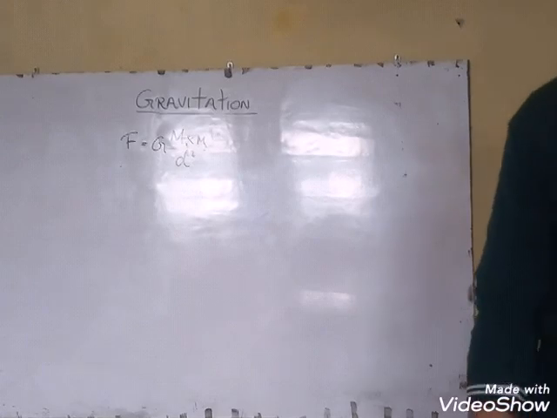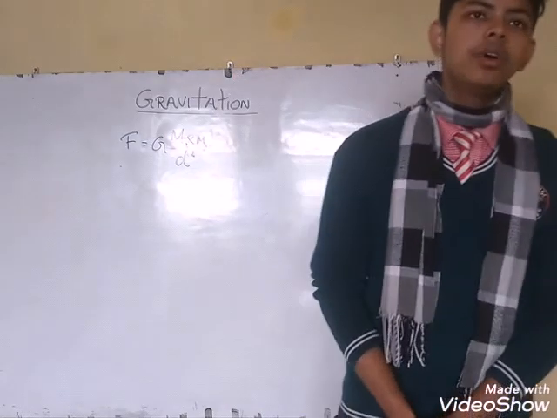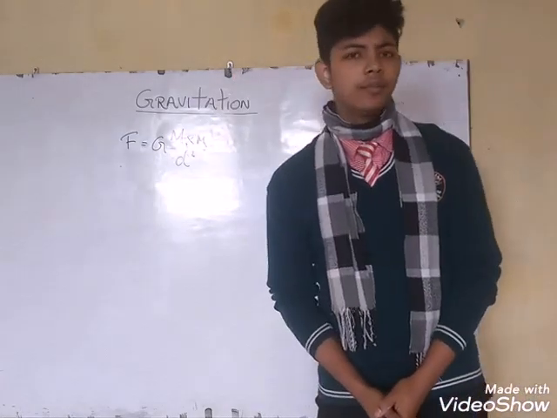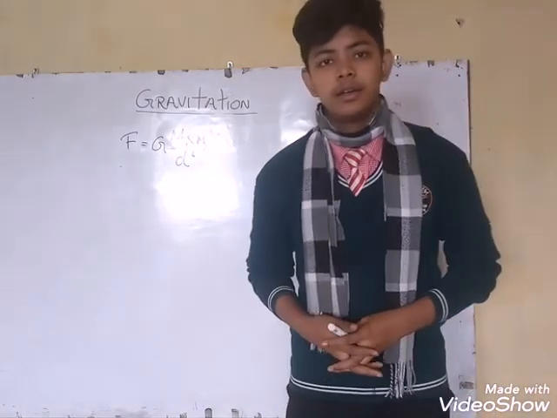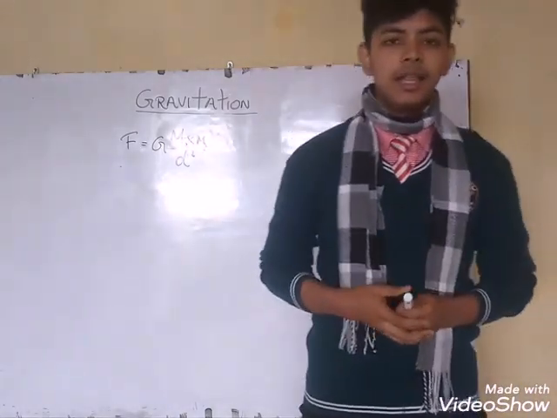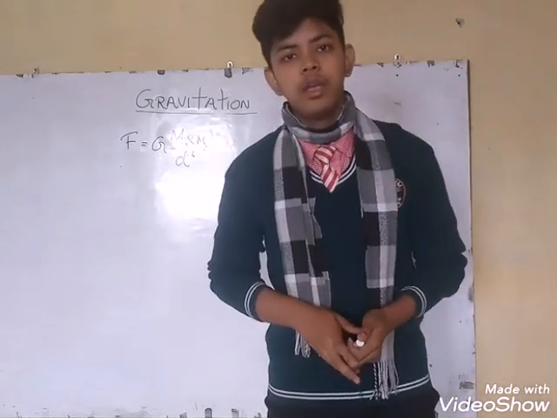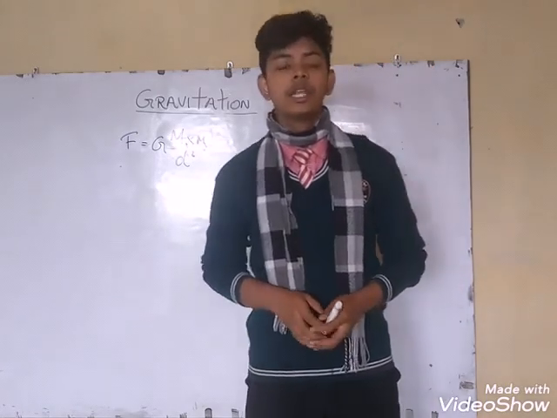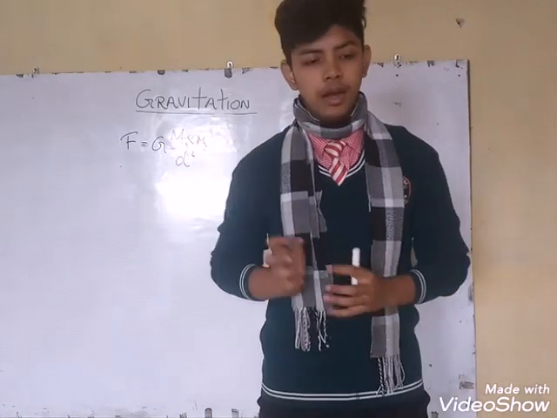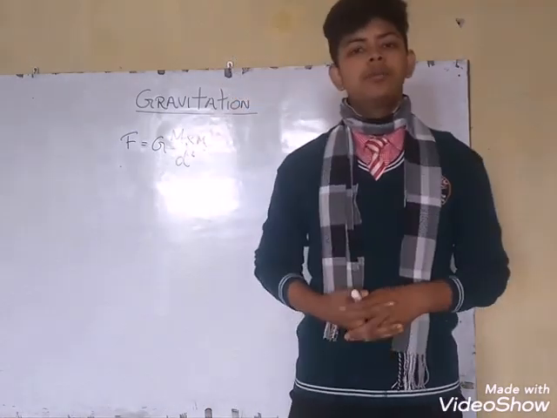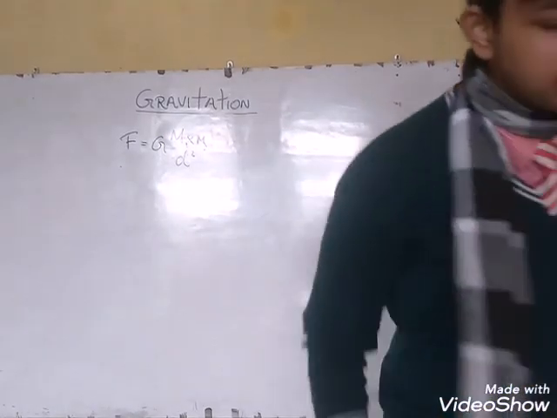Next, the importance of gravitation. There are many importances of gravitation, so I'm going to say some of them. For example, if gravitation is not there, we cannot stand here. We will not be on the earth. Next, we cannot see the revolution of the planets around the sun, the rotation of the earth, and also the revolution of the moon around the earth. So these are some of the importance of gravitation. Now let's come back to some of the numericals related to it.